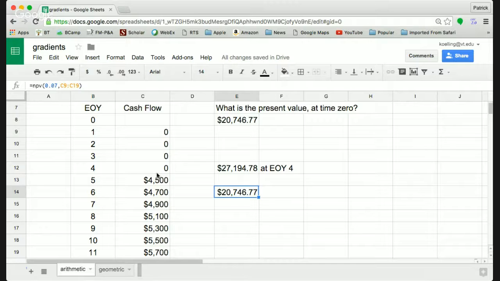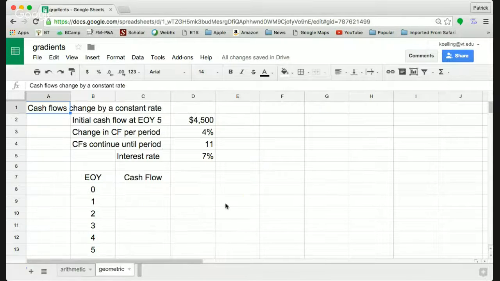So it's an important thing to remember whenever you're using the NPV function for whatever sequence of cash flows you have. You need to put zeros in the periods where there is no cash flow. Just always keep that in mind. Okay, let's jump on to geometric gradients.